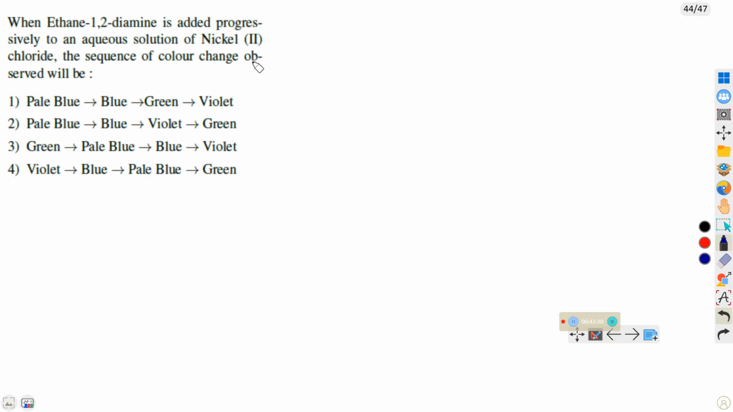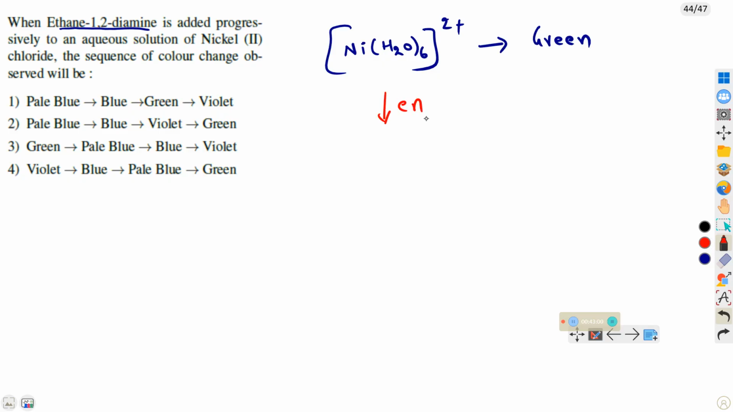When ethane 1,2 diamine is added progressively to an aqueous solution of nickel 2 chloride, once revise coordination compounds, the sequence of color change observed is, first of all, initial solution [Ni(H2O)6]2 plus. Initially it is green color. Now add ethane 1,2 diamine. Then it is converted to [Ni(H2O)4(en)]2 plus, pale blue color.